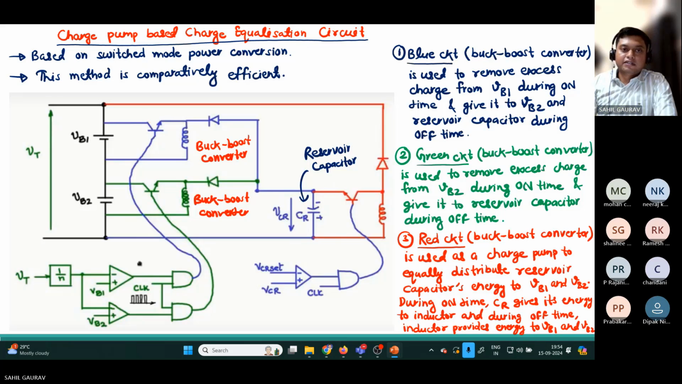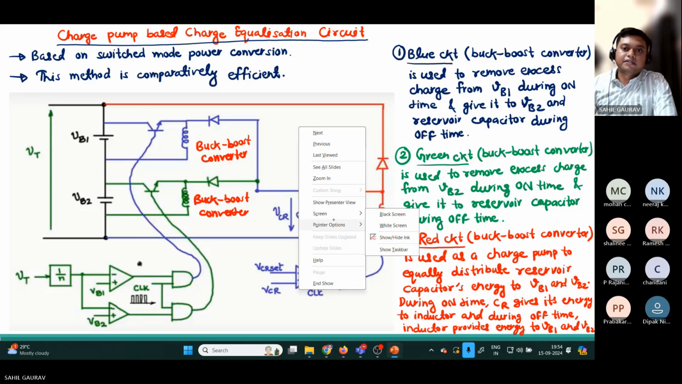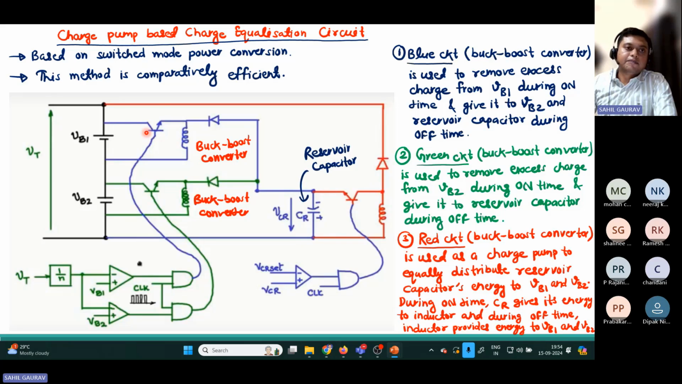And when our switch turns off, it gets passed to the other battery, through the V2 battery and the capacitor, and it closes the circuit. So it provides the extra charge that was stored in the inductor during the turn on time to the battery or the reservoir capacitor.